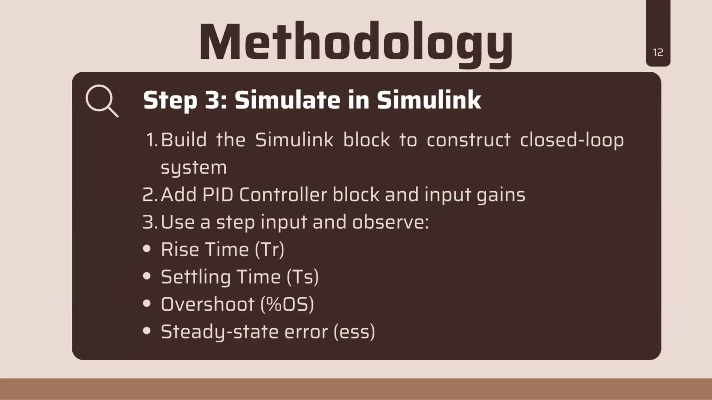Step 3 is we simulate in Simulink. First of all, we build the Simulink block to construct a closed loop system. Then we add the PID controller block and input gains. Then we use a step input to observe the rise time, settling time, overshoot, and the steady state error.